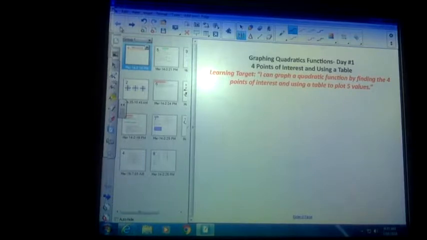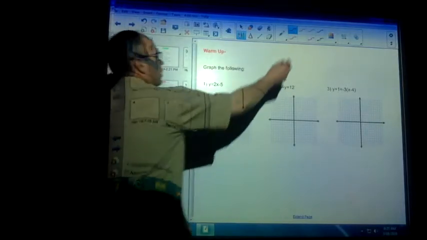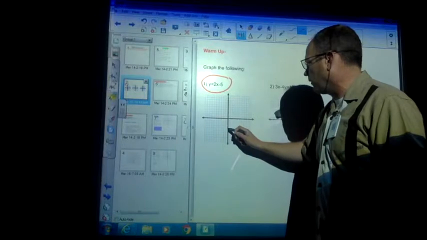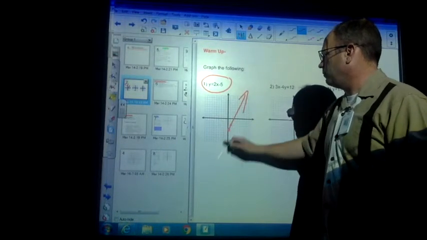I can graph quadratic functions by finding 4 points of interest and using a table to plot 5 values. Okay, sounds good. Okay, graph the following. Is the first one a straight line? How do we know it's a straight line? It doesn't have an exponent attached to the x. So this first one would have a y-intercept of -5, so 1, 2, 3, 4, 5, and a slope up to right 1, and it looks like that.